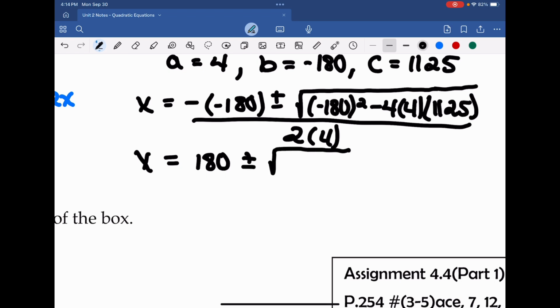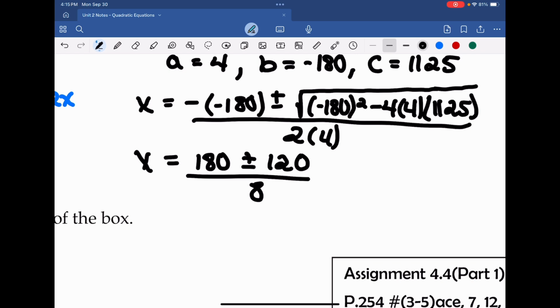In your calculator, if you do this piece here, we end up getting that it is 120 actually. So it works out as a nice perfect square. So I'm actually just going to even write the number itself. I could write the simplified radical, but the simplified radical would be the 180 squared minus 4 times the 1,125. This simplifies to 120 when you square root it, all divided by 8.